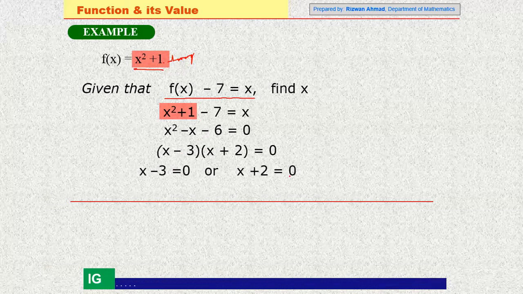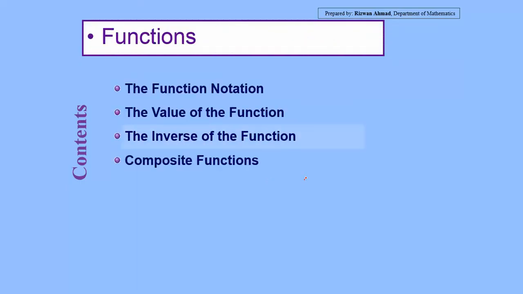Then each of the factors will be put equal to 0, and we will get x is equal to 3 and x is equal to minus 2. So these are the two possible values of x when f of x minus 7 is equal to x. Okay, now we will go to the inverse of the function.